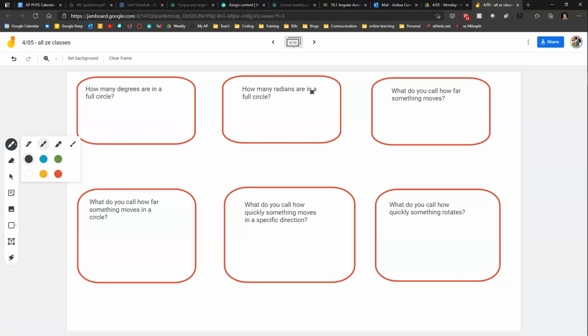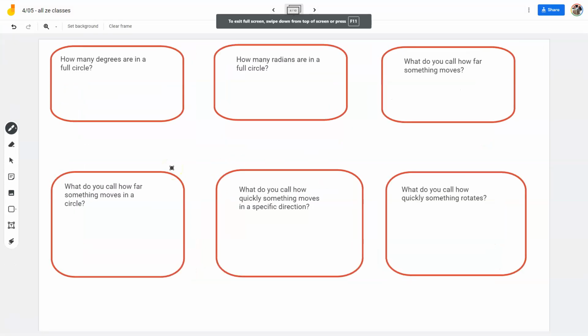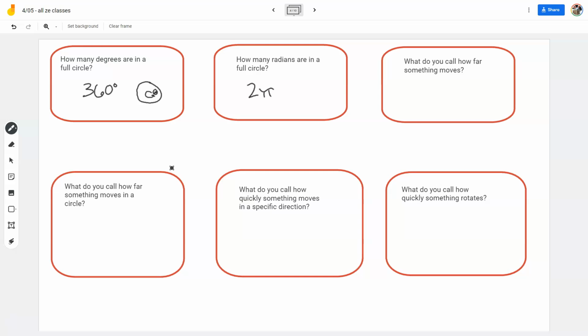How many degrees are in a full circle? That would be, drum roll, 360 degrees around an entire circle, right? That would be the angle, theta. Okay, how many radians are in a full circle? That would be now the exact same thing, but in radians. That is 2 pi, one full revolution around the circle.